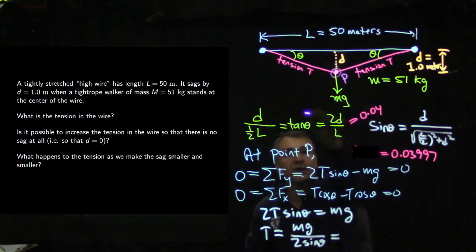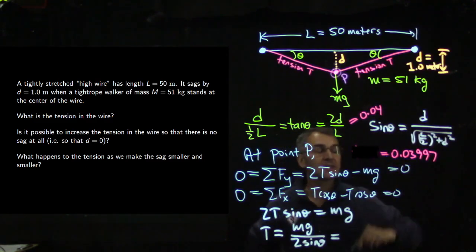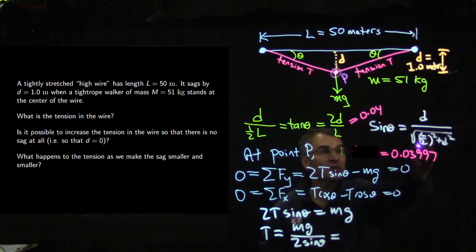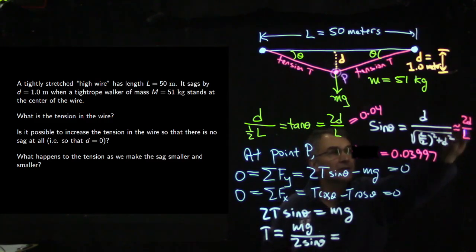Plugging in numbers, we get tan theta is 0.04, and sine theta is 0.03997, which is not very different from 0.04. So really, sine theta and tan theta are pretty similar. That's saying that the square root of (L over 2) squared plus d squared is not very different from just plain old L over 2. So in this case, d is so small compared to L that this expression is almost exactly the same as 2d over L.